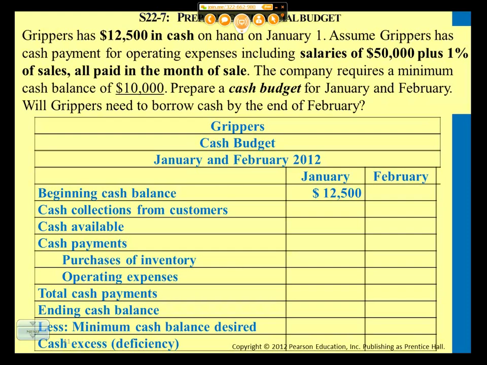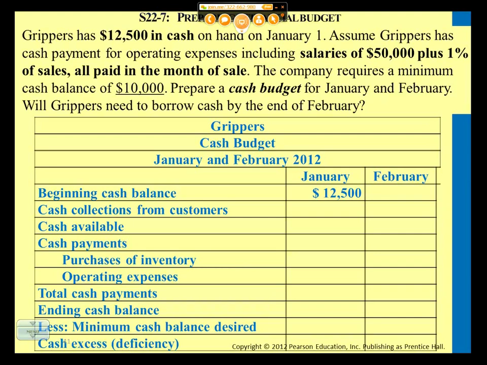Let's do 22.7. So we will have some amount in cash on January 1st. We're going to assume that they have cash payments for operating expenses, including salaries, plus 1% of sales, all paid in the month of sale. The company requires a minimum cash balance of $10,000, and we want to prepare a cash budget. Okay, so let's look how we're dealing with this. So open, if you have your books, 22.7.